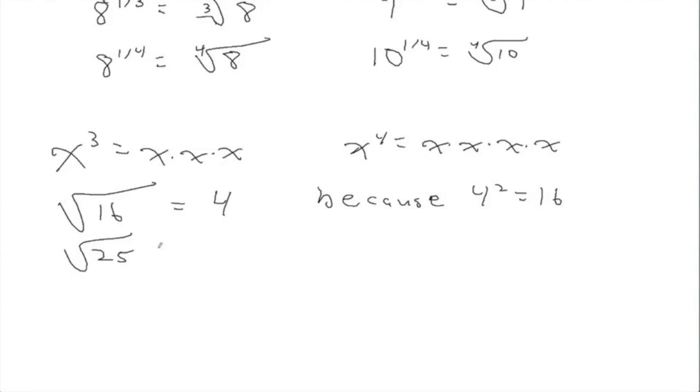And what's this? 5. How do you know? Because 5 times 5 is 25. Right.